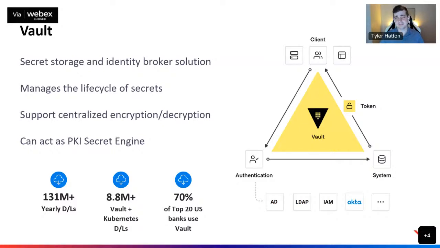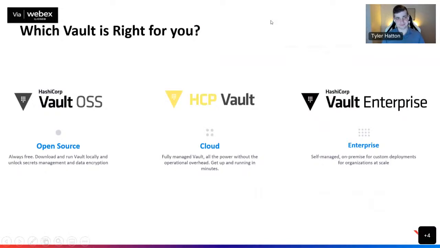The final thing is Vault is a super popular solution out there. It's probably, if not the most popular, open source secrets management solution out there today. You see here 131 million plus yearly downloads. That's quite a bit. But I think the final two things are really the coolest. It is the most popular external Kubernetes secrets engine out there, super popular in the Kubernetes space, and 70% of the top 20 U.S. banks use it too, and banks are pretty secure. I've worked with quite a few of them, so if they use Vault, you should take a look at it. It's a great secrets management solution.